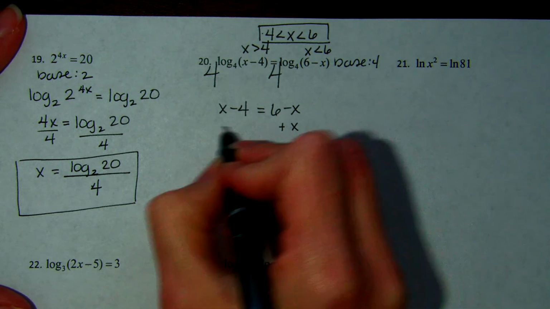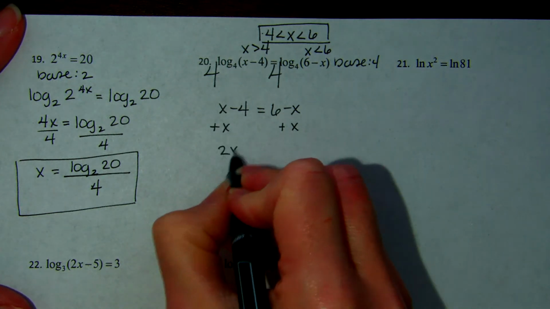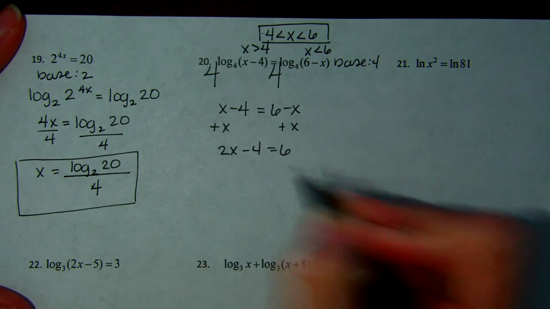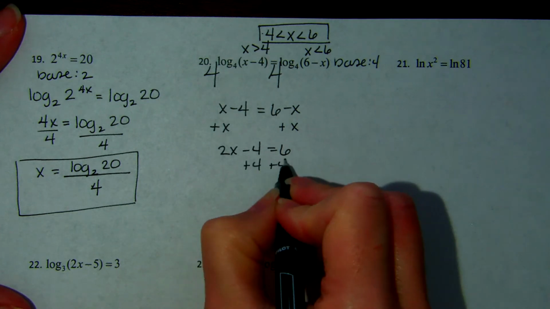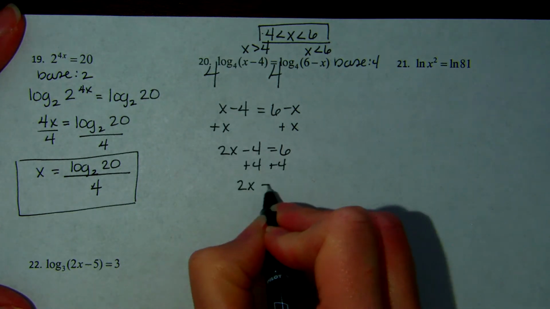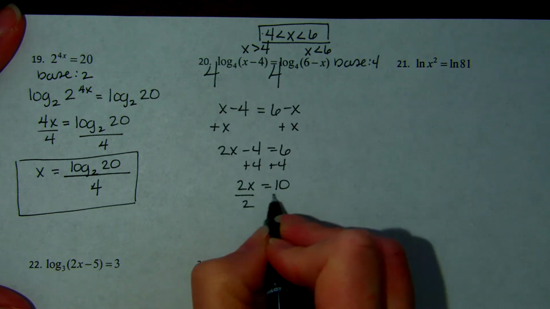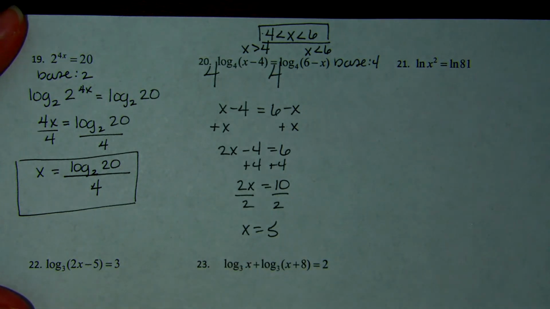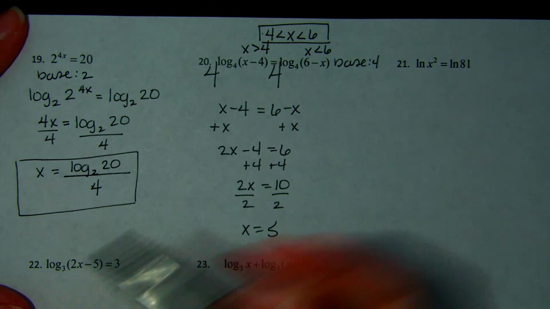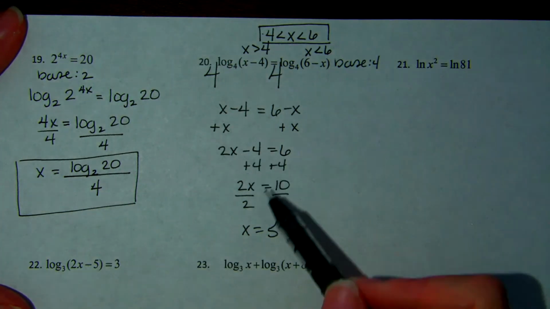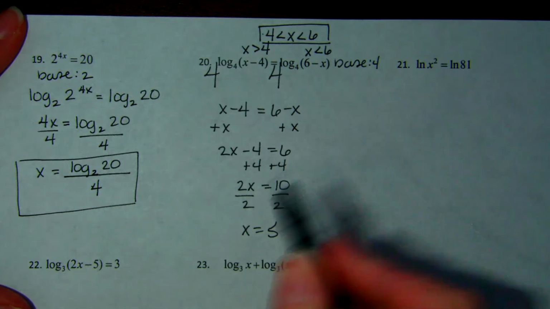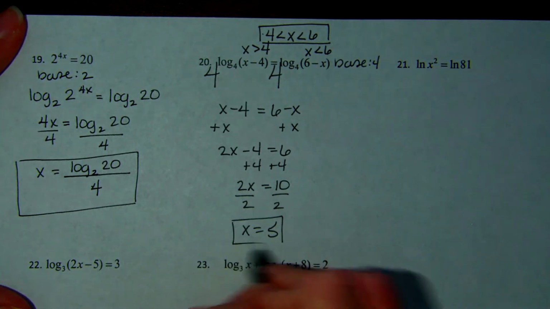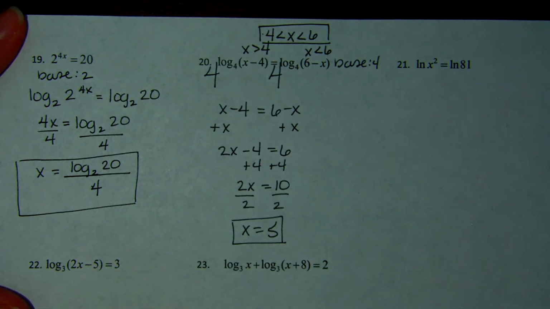So you do that by adding x to both sides. I get 2x minus 4 is equal to 6. Add 4. 2x is equal to 10. Divide by 2. X is equal to 5. And once we get that answer, we want to double check and make sure it fits our domain restriction, and it does. 5 is between 4 and 6, and so we're good. That's our solution. We're good.